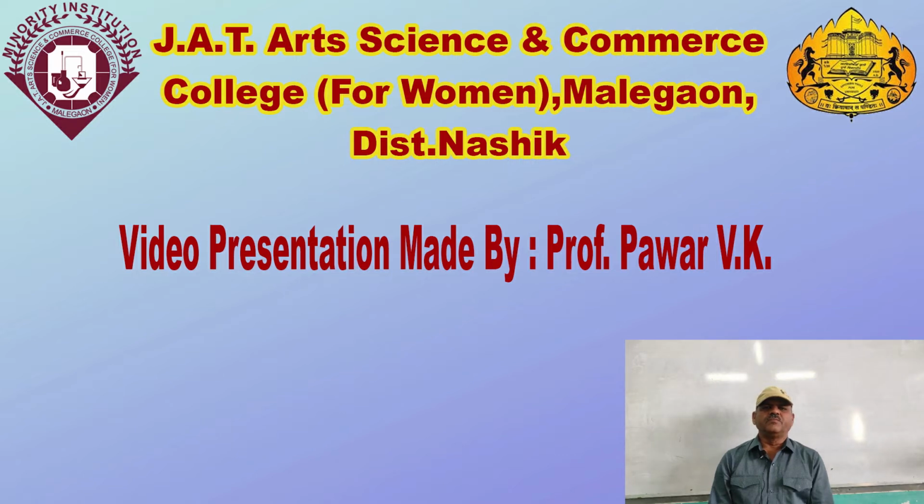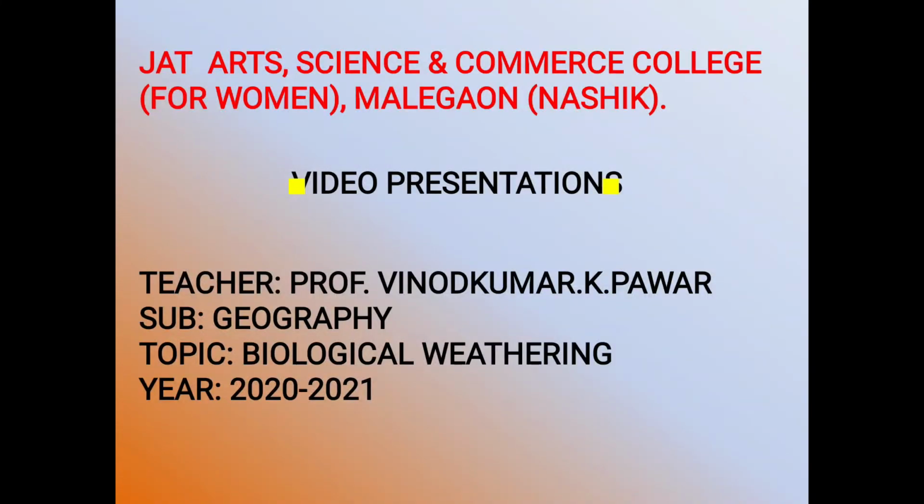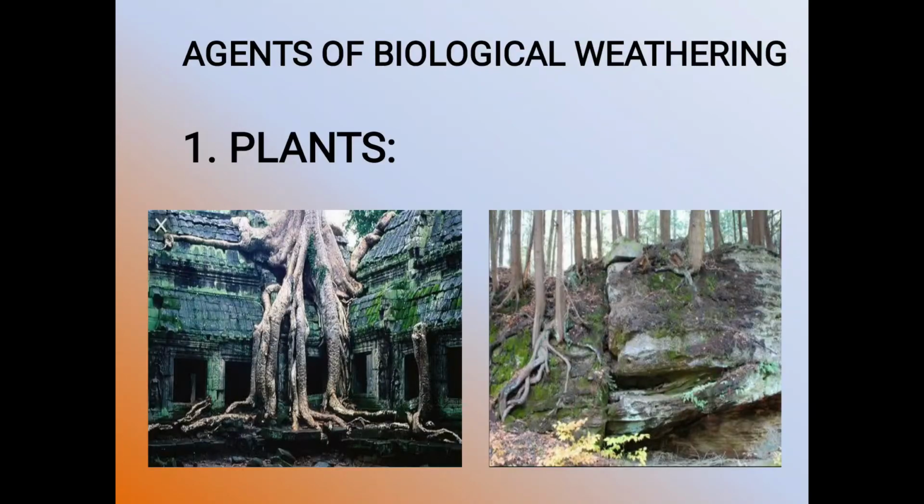Today, dear students, in this video we will see biological or organic weathering. In biological weathering, the main role is played by plants, animals, as well as human beings. Plants assist in surface weathering both by chemical and mechanical processes. Plants are the major agents of biological weathering.